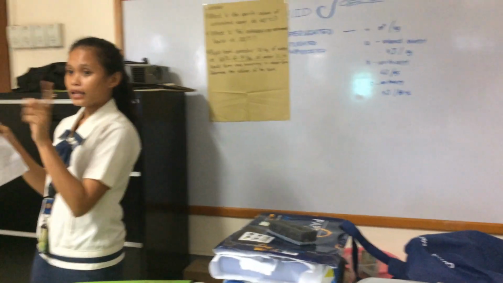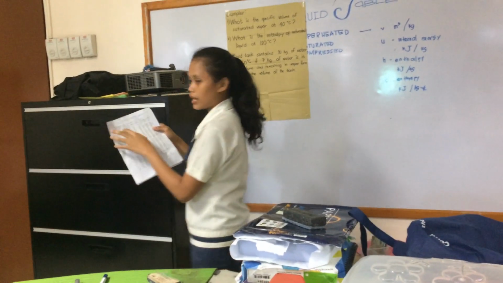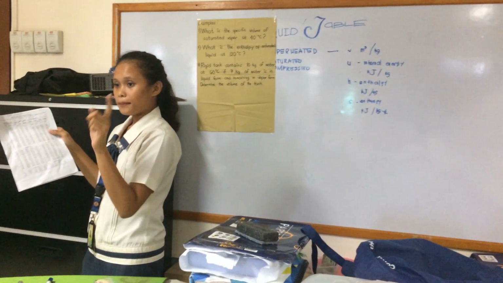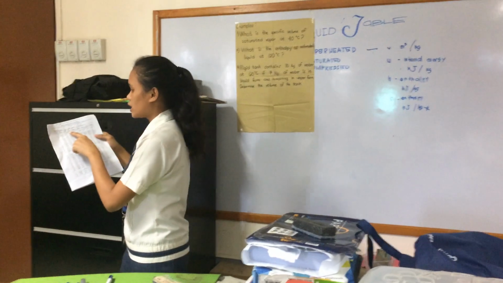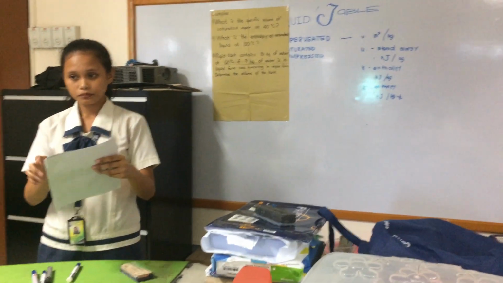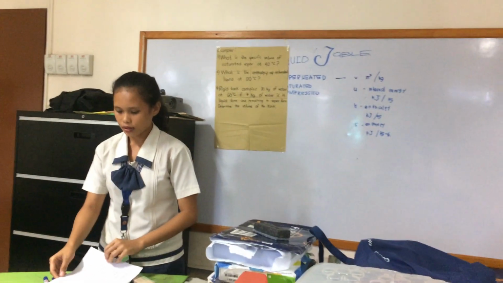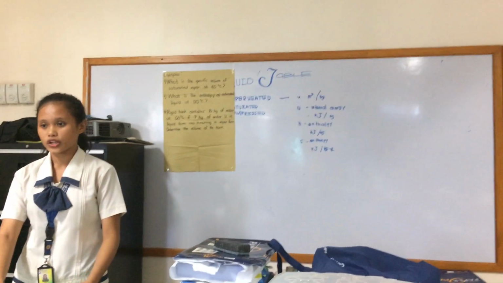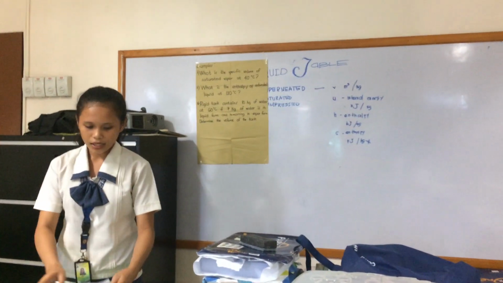For the third row, u signifies internal energy, in kilojoules per kilogram. In the fourth row, h means enthalpy, also in kilojoules per kilogram. Then s is the entropy, and its unit is kilojoules per kilogram kelvin. And then we move on to saturated water. Did you get it?